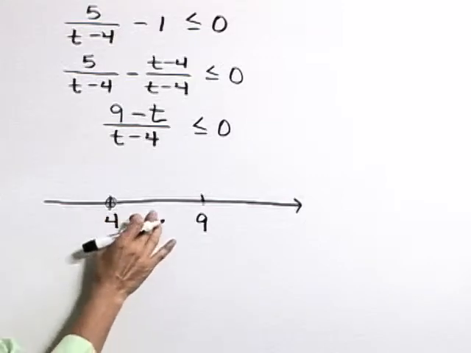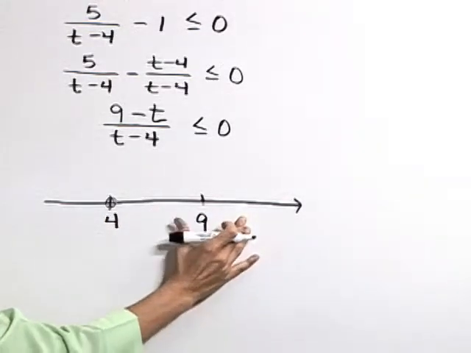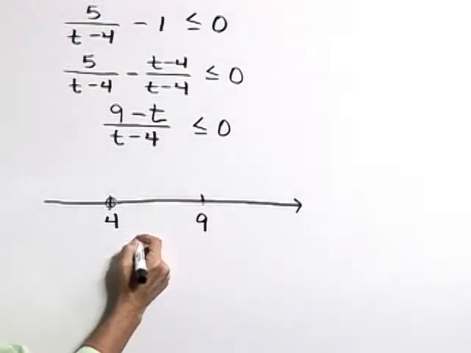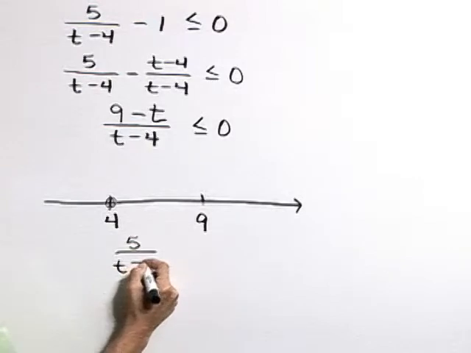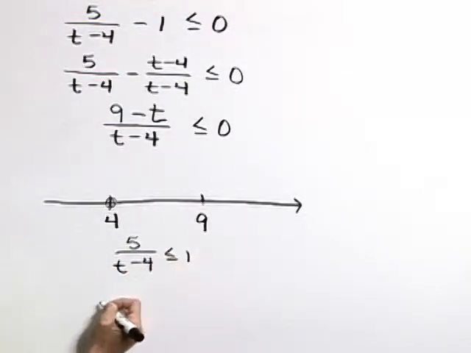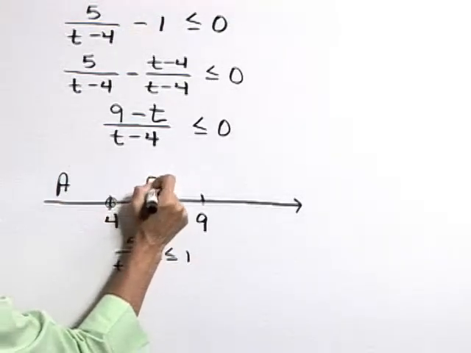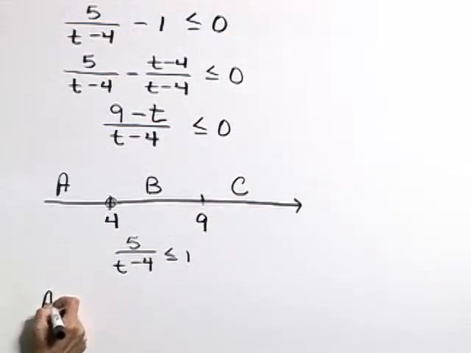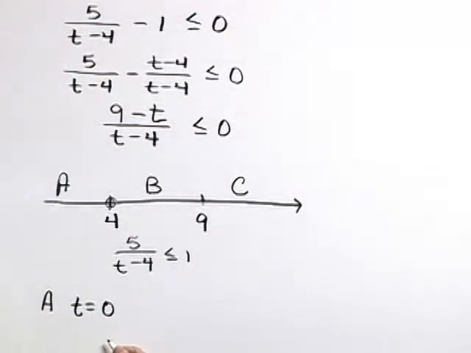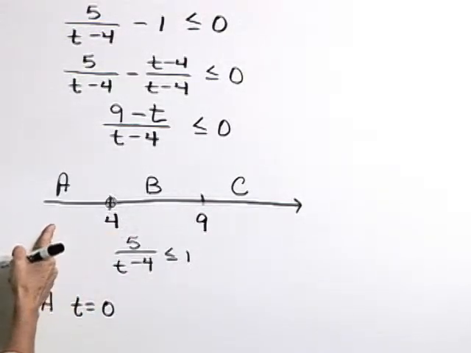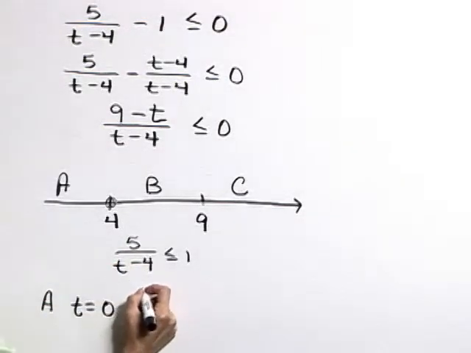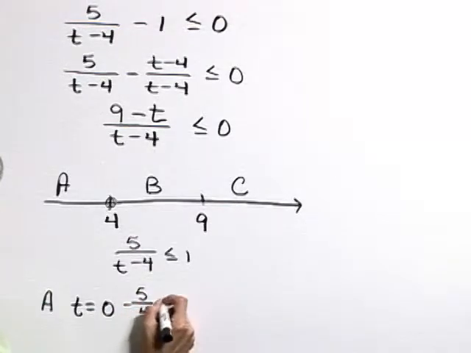Now, let's test a point from each of these intervals to see if that interval is going to satisfy our initial inequality, 5 over t minus 4 is less than or equal to 1. So we're going to test a point from A, from B, and from C. From A, I'm going to choose t equal 0. That's a number that's clearly smaller than 4. Now, is 5 over 0 minus 4, or negative 5/4, less than or equal to 1?